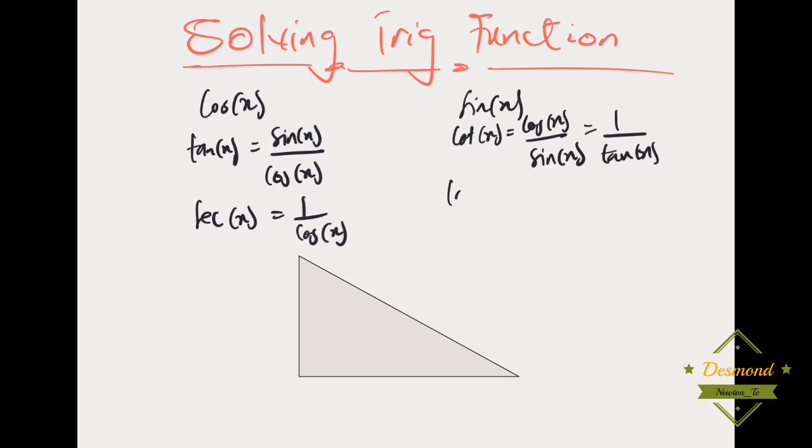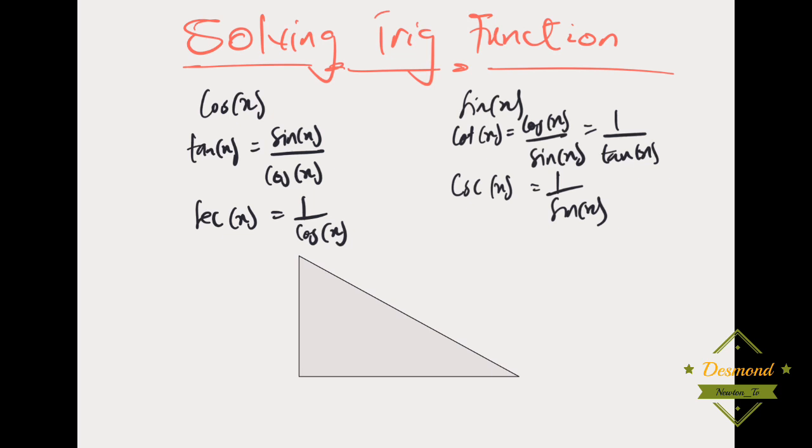Now we also have the cosecant. Because it's a long word, let me write it as CSC of x, which is equal to the inverse of sine of x, 1 over sine of x. So this is how the cos of x and the sine of x relate.